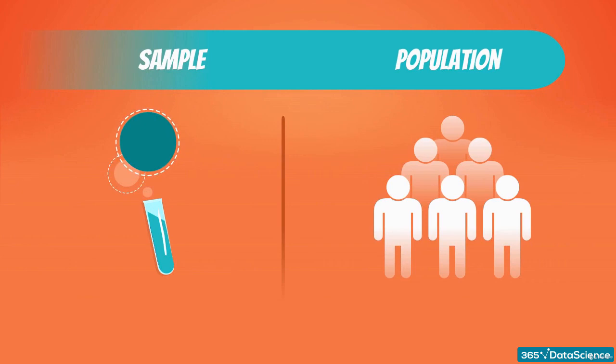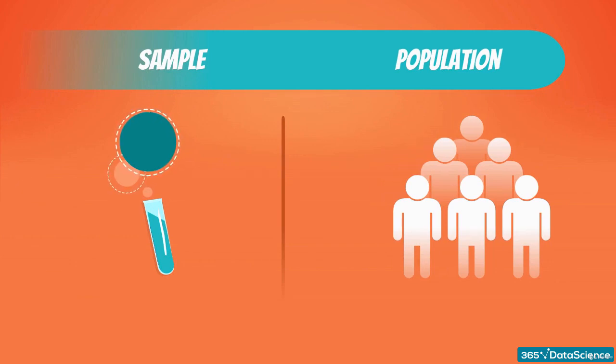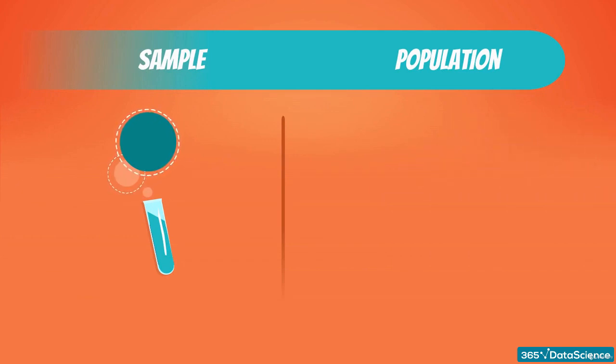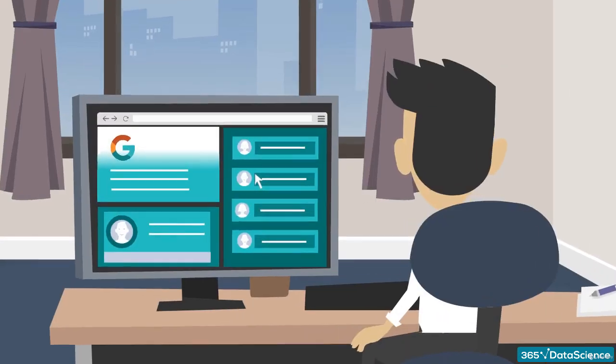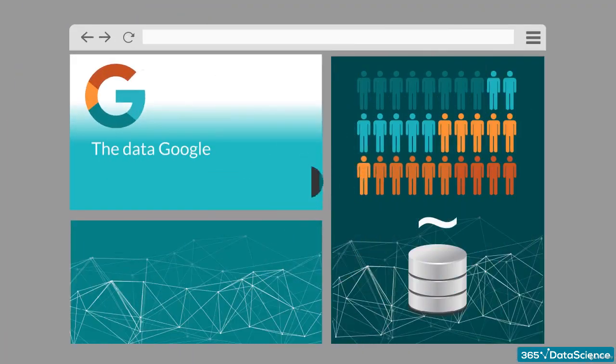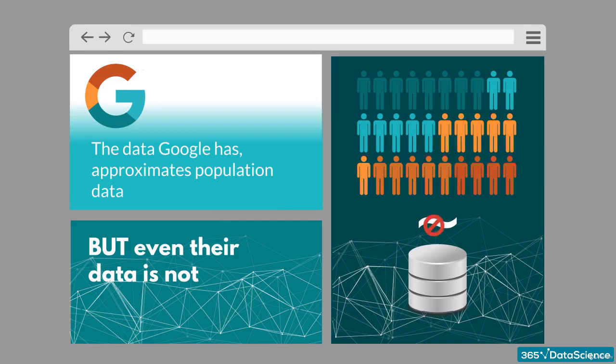Now, the whole field of statistics exists because we almost never have population data. Even if we do have population data, we may not be able to analyze it. It may be so much that it doesn't make sense to use it all at once. Think about people using the internet. The data Google has approximates population data, but even their data is not.